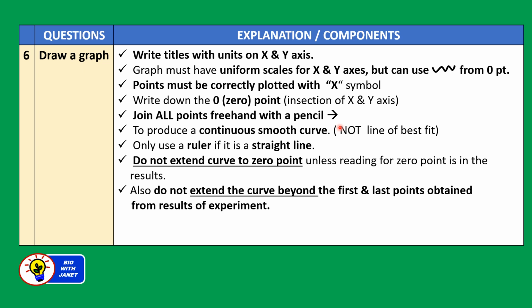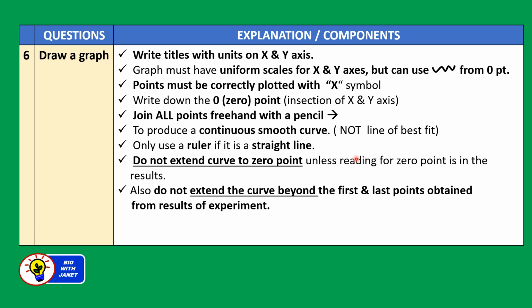So use a steady hand to join the points. Okay, maybe there are 2 points or 3 points. Now, only use a ruler if it's a straight line. If you are very sure it must be a straight line, then use a ruler. Okay, but very rare. Normally, it's a continuous smooth curve.